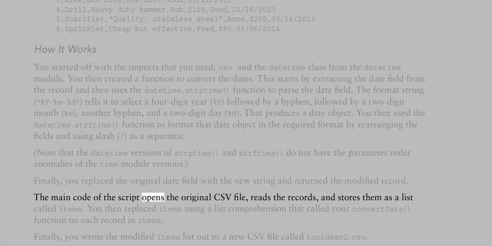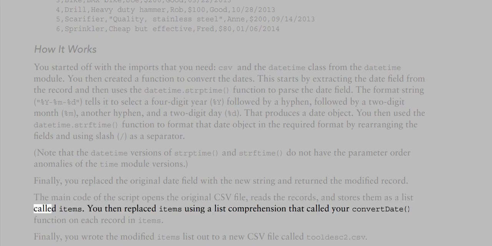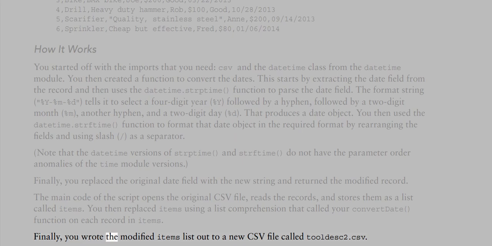The main code of the script opens the original CSV file, reads the records, and stores them as a list called items. You then replaced items using a list comprehension that called your convert_date function on each record in items. Finally, you wrote the modified items list out to a new CSV file called tooldesk2.csv.